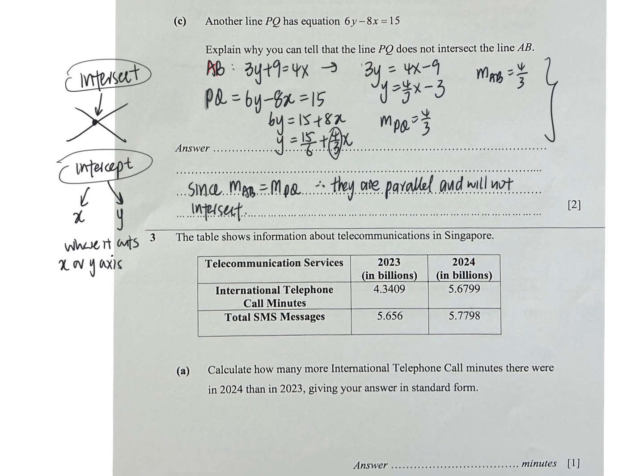Okay, next one is standard form. They ask how many more phone call minutes there were in 2024 than in 2023. So most of you subtract these two. So 5.6799 minus 4.3409. What do you get?